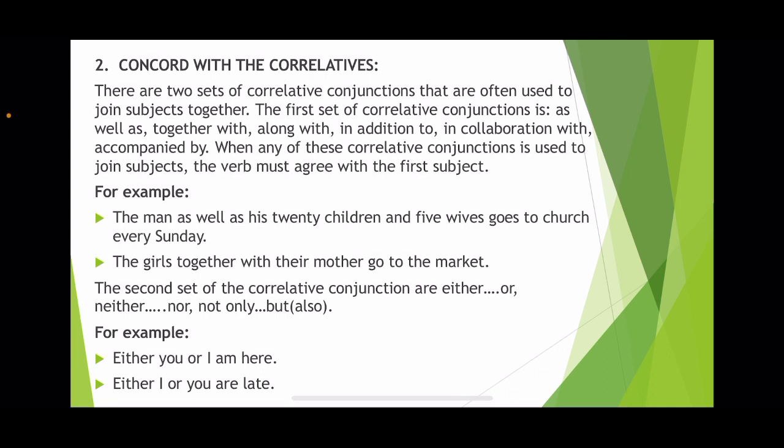Number 2, the second type of concord. Concord with the correlatives. There are two sets of correlative conjunctions that are often used to join subjects together. The first set of correlative conjunctions is as well as, together with, along with, in addition to, in collaboration with, accompanied by. When any of these correlative conjunctions is used to join subjects, the verb must agree with the first subject.